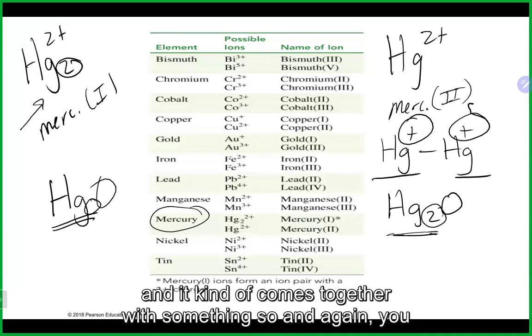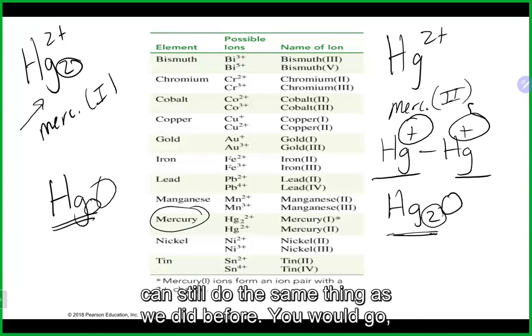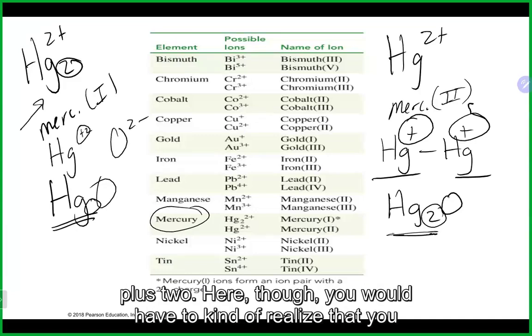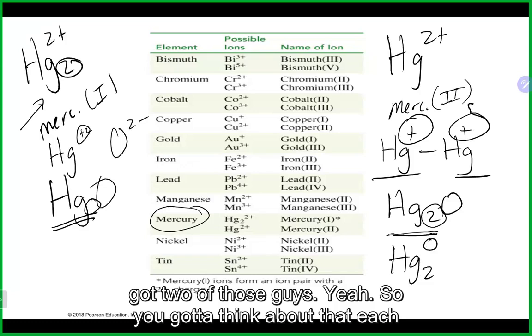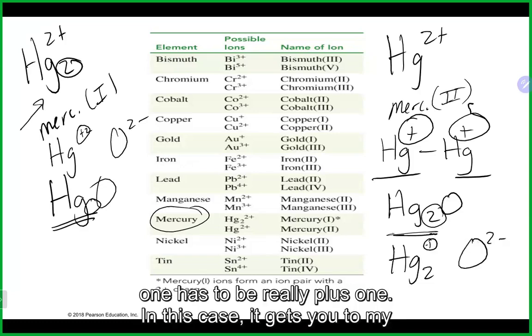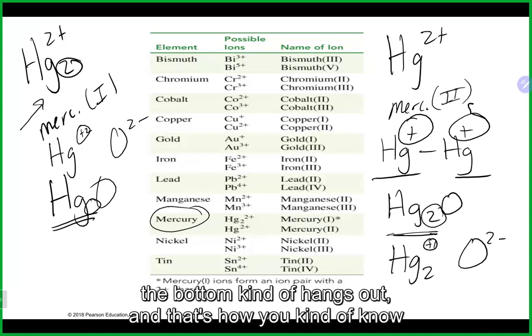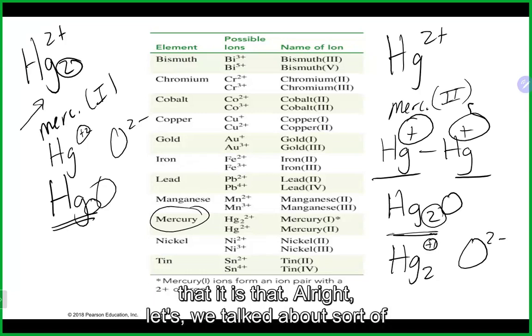So, and again, you can still do the same thing as we did before. You would go, okay, I'm not really sure, but this is -2, so that is +2. Here, though, you would have to realize that you got 2 of those, yeah? So you got to think that each one has to be +1 in this case to get you to +2. So again, most of the time that 2 on the bottom hangs out, and that's how you kind of know that it is that.